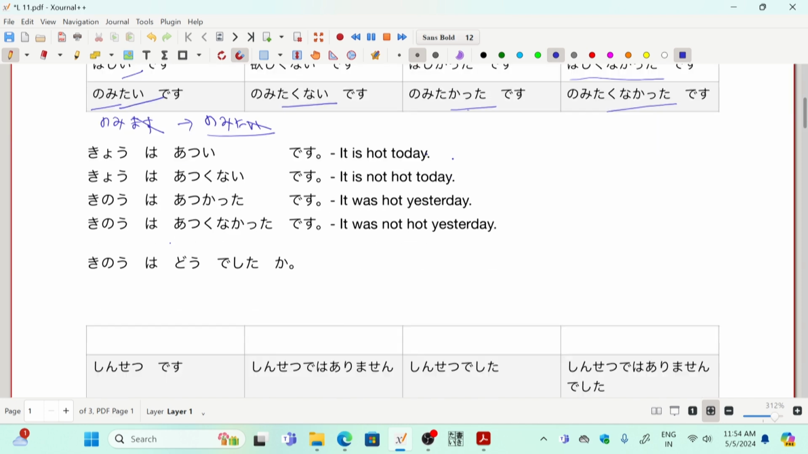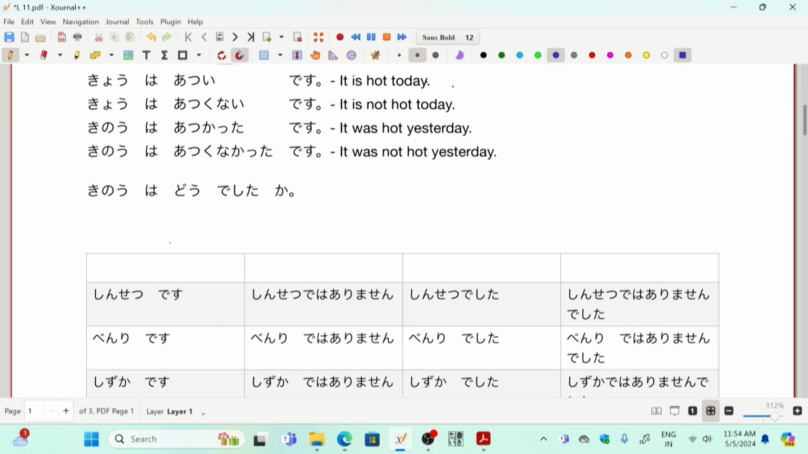Now let's make sentence with atsui. So when we say kyou wa atsui desu, oh today it is hot. Kyou wa atsui desu, atsui is hot. Kyou is today. Negative will be kyou wa atsukunai desu, it is not hot today. So both are present tense here. Next is kino wa atsukatta desu, it was hot yesterday. So yesterday is kino. Past tense atsukatta desu.